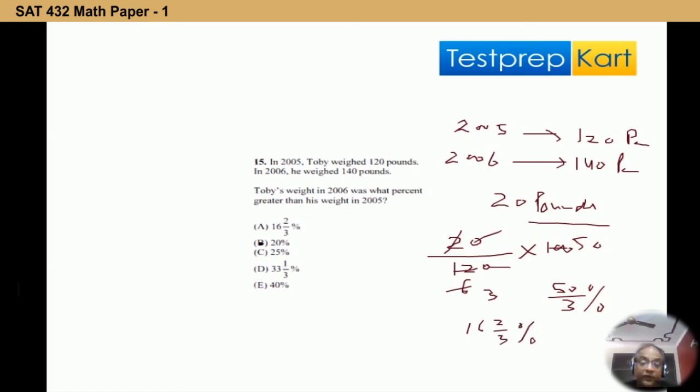And therefore option A is correct. Here you can see that the question is asking Toby's 2006 weight was what percent greater than his 2005 weight. Greater means you have to take the difference between the 2006 and 2005 weights, which is 20 pounds. And that's how you get the percentage of this 20 with the 2005 weight, and that gives me 16 2 by 3%.